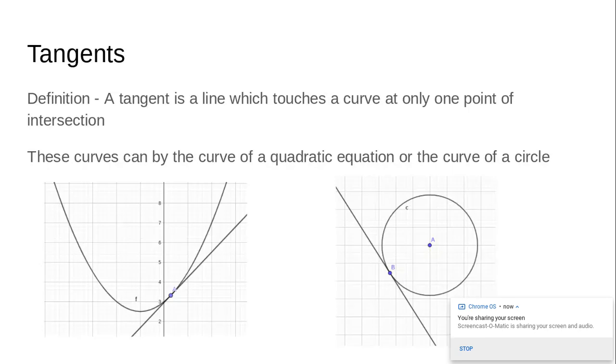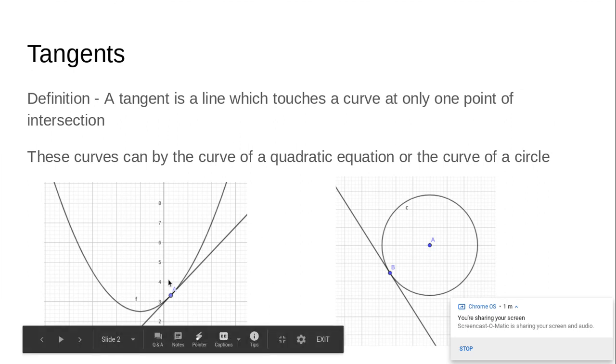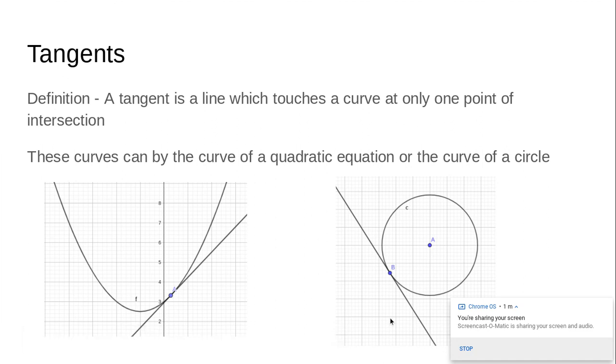Slope being a measure of the steepness of a line. So, first of all, what is a tangent? Well, the definition of a tangent here: a tangent is a line which touches a curve at only one point of intersection. Okay? Now, these curves can be curves of a quadratic equation with its tangent here, or the curve of a circle with its tangent here. The important thing isn't the type of curve, the important thing is that the line touches it at only one point of intersection.